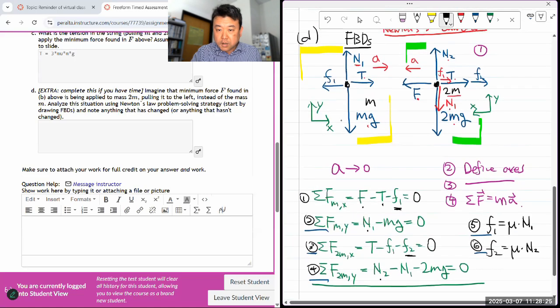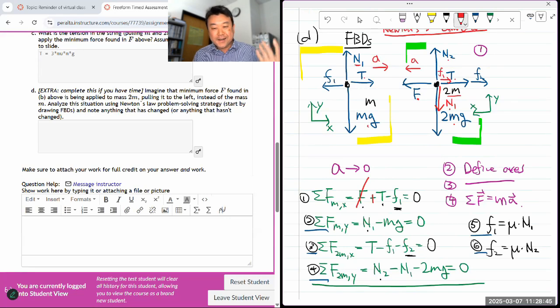So I just need to double check up here, make sure all my forces are in the right direction. The applied force F is not there anymore, not on the small block M. Tension force is now in the direction of acceleration, so it will be positive. Friction force is still in the negative direction. All right, I'll just leave the minus sign alone. I think we are fine. In the vertical direction, nothing's really changed.